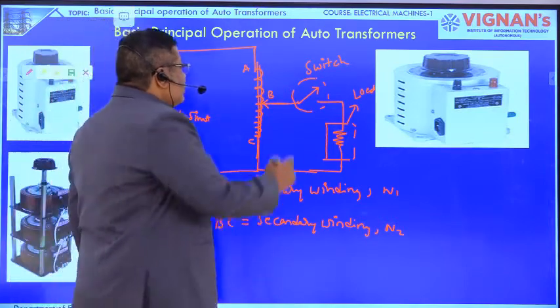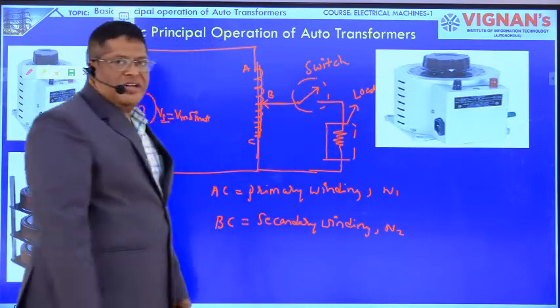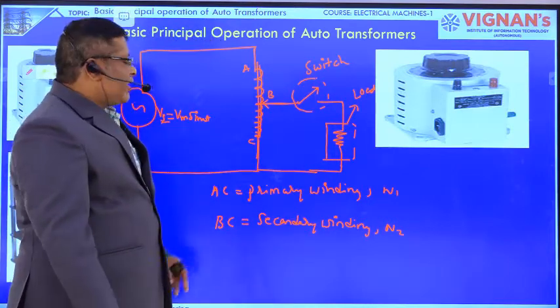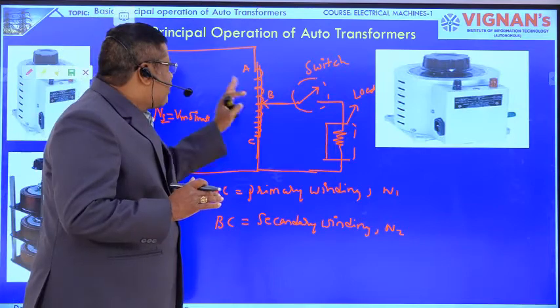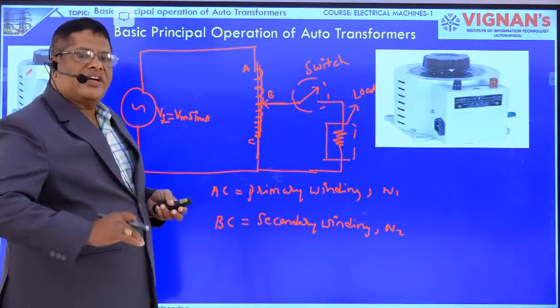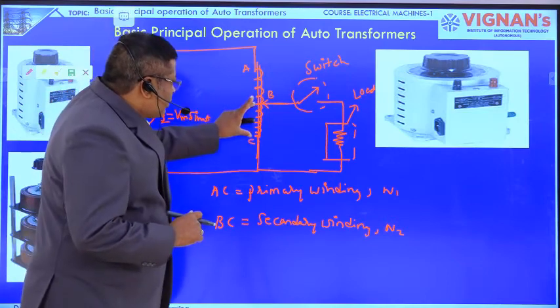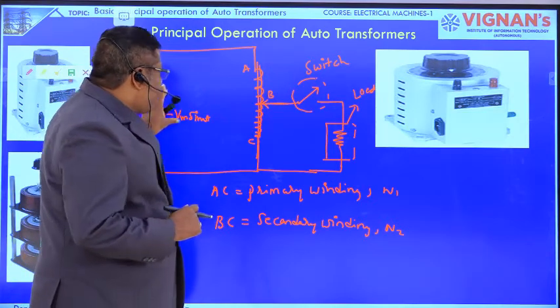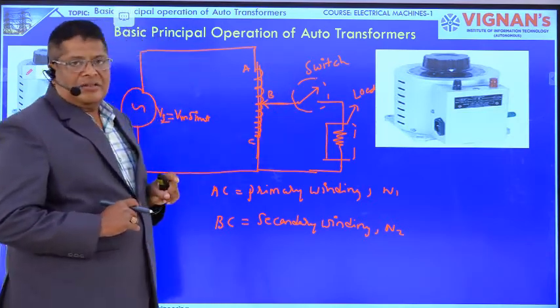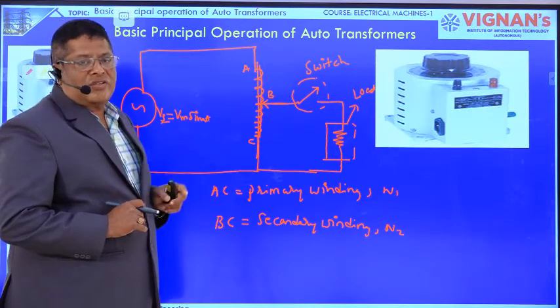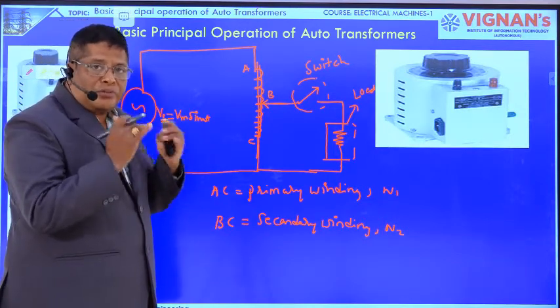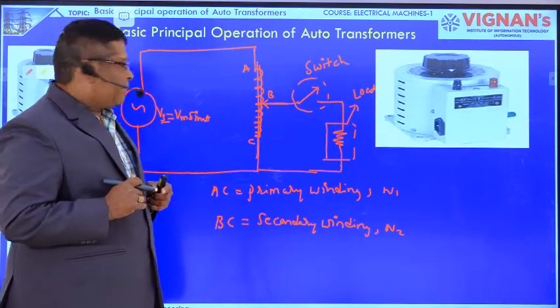See, initially the switch is in the off position. That is, we have not connected any load across the auto transformer. See here, this portion of the winding is common to both primary as well as secondary. That's why we call it an auto transformer. Some portion of the winding is common to both the primary and the secondary.